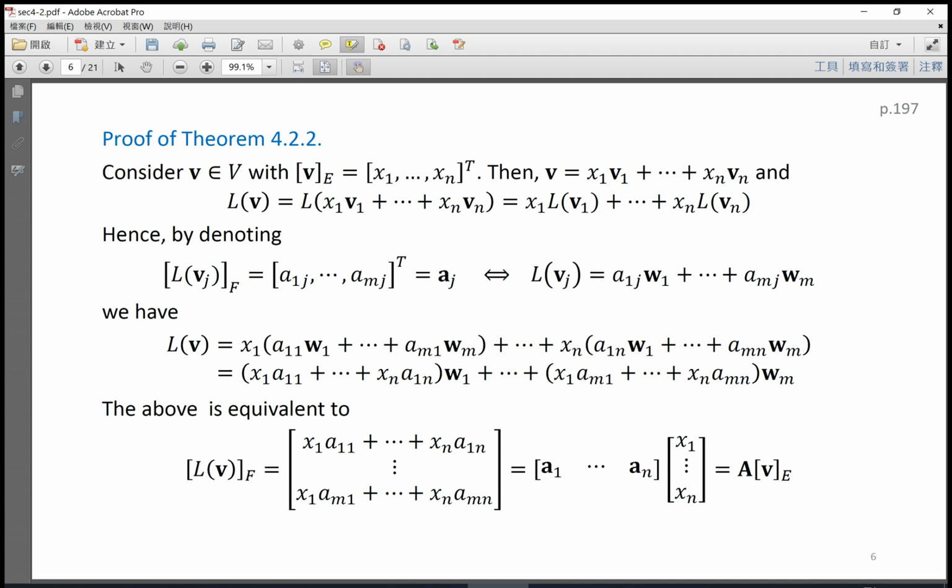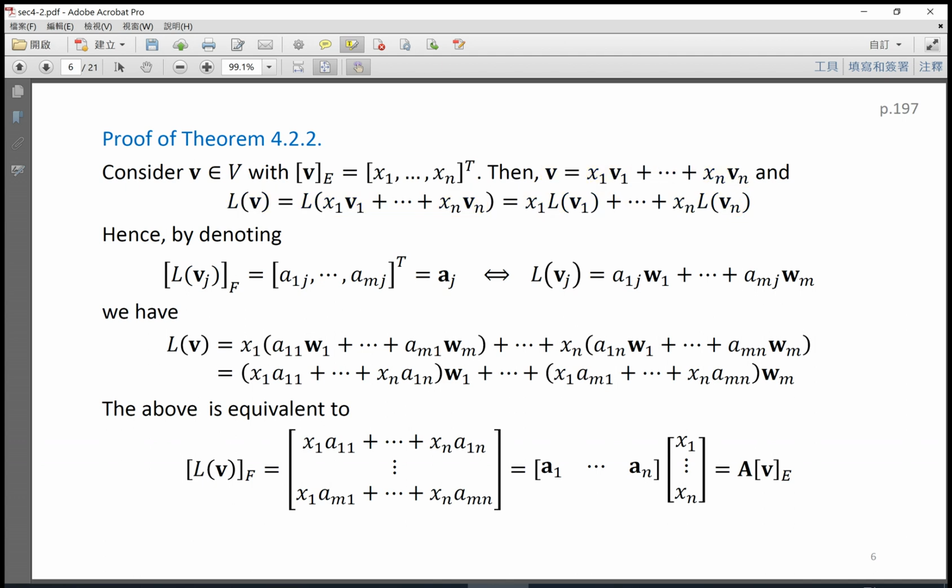Then we apply the linear transformation L to this equality, and we obtain L of V equals L of x1 V1 plus up to xn Vn, which can be written as x1 times L of V1 plus up to xn times L of Vn, because L is a linear transformation.